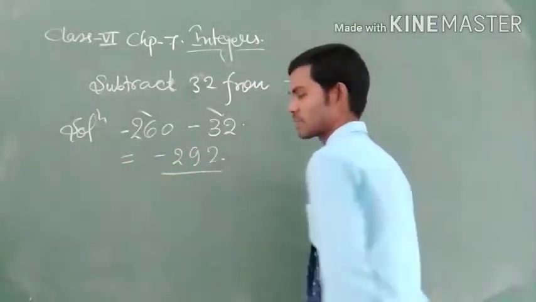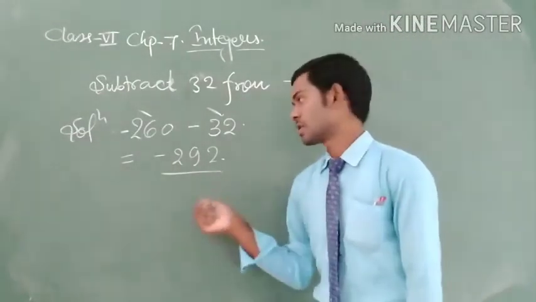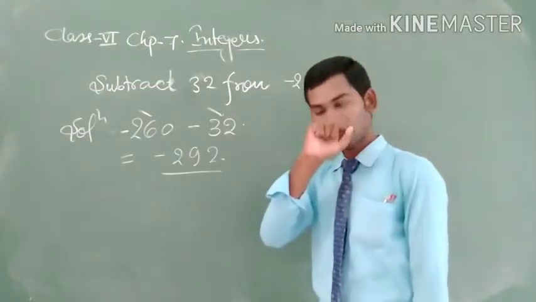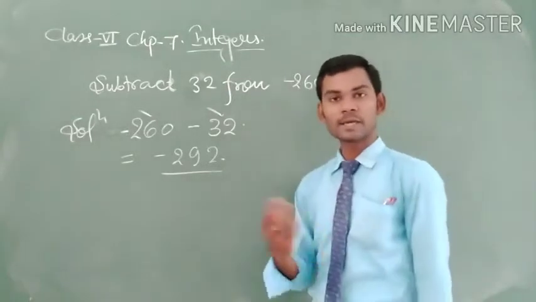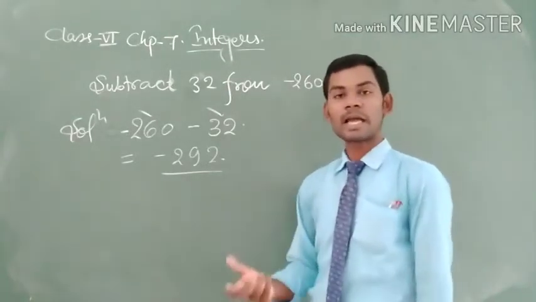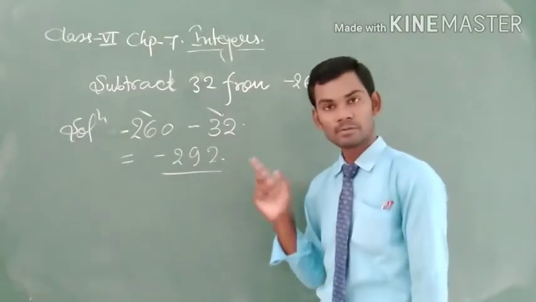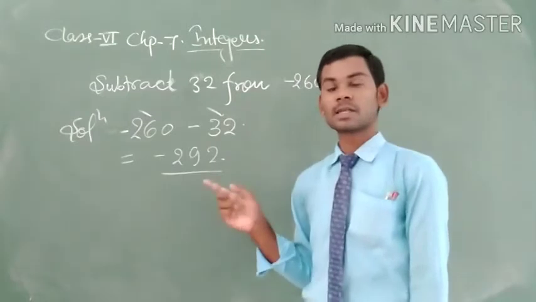292 as a result. Okay, here we add two negative numbers, therefore the result will also be negative. So if we add two positive numbers, we obviously get a positive number, and if we add two negative numbers, the result will also be a negative number. So I hope this solution is clear to all.